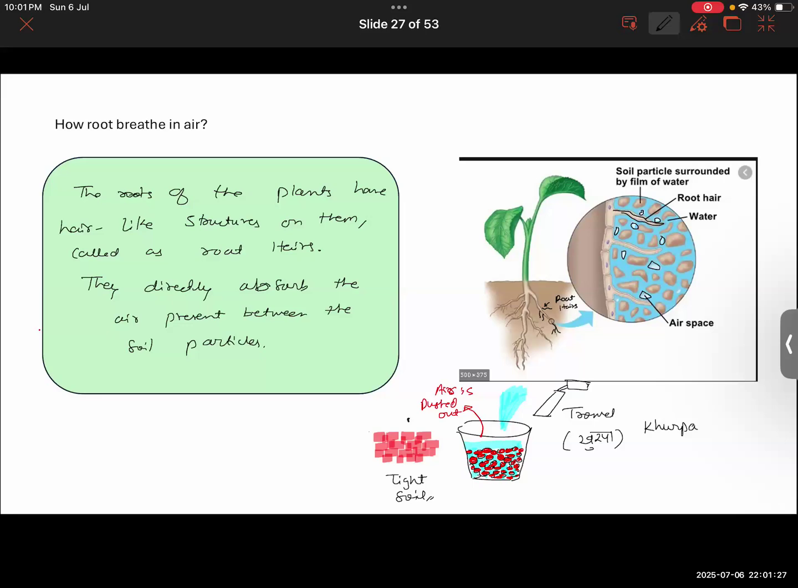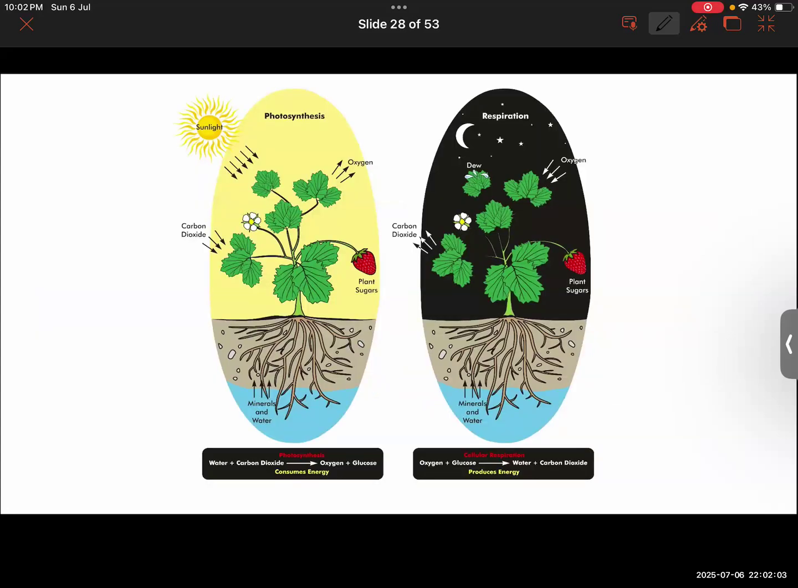So we know that the roots get oxygen from the soil, basically from the air present between the soil particles. Along with the air, soil also contains some moisture, some water, and roots are absorbing that water also. So when we overwater it, the roots will not be able to get enough air and the plants will basically die. Hope this point is clear to everyone. Yes, sir, it's clear.